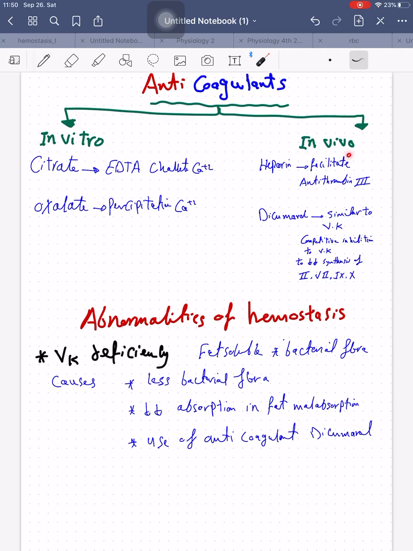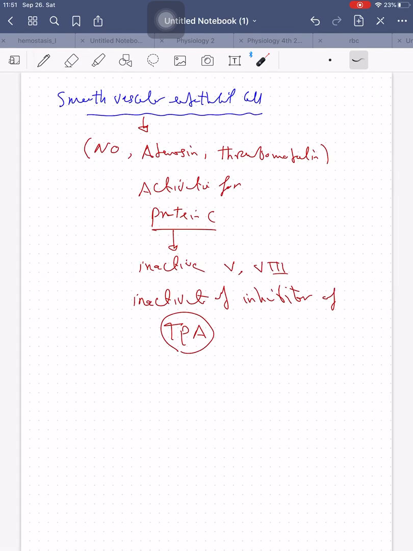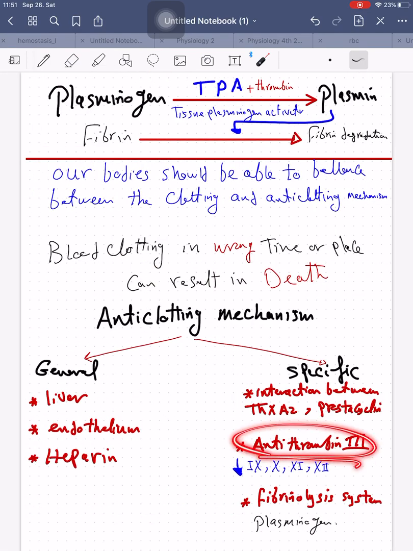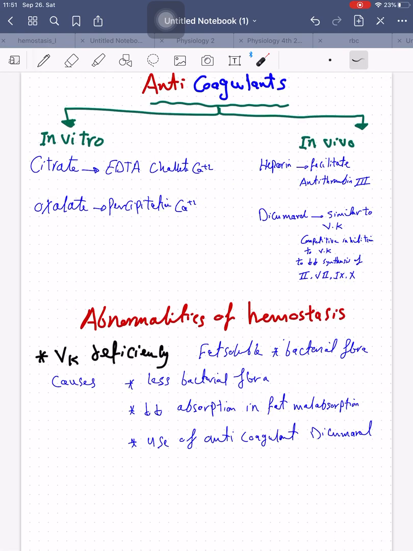Or we have in vivo by injection, for example, heparin, intravenous or intramuscular, but the heparin itself facilitates the function of antithrombin 3. Heparin facilitates the function of antithrombin 3. And we have one called dicumarol. Dicumarol is an oral one, by mouth, you get it, and it looks like vitamin K, so it works as a competitive inhibitor for vitamin K.